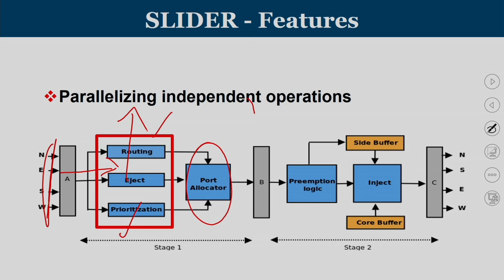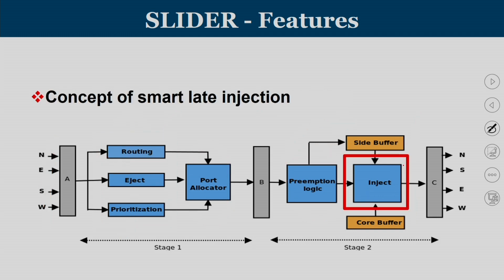After that, since the priority is already computed and stored in the flit, stage 2 of the router pipeline has the preemption logic. If the flits in the side buffer and the core buffer are really starving, then preemption happens. If they are not starving, then we have the inject unit, basically a dual inject unit. Based on odd and even cycles, either a flit will be injected from the core buffer or a flit will be injected from the side buffer. The concept of late injection is a bit tricky.